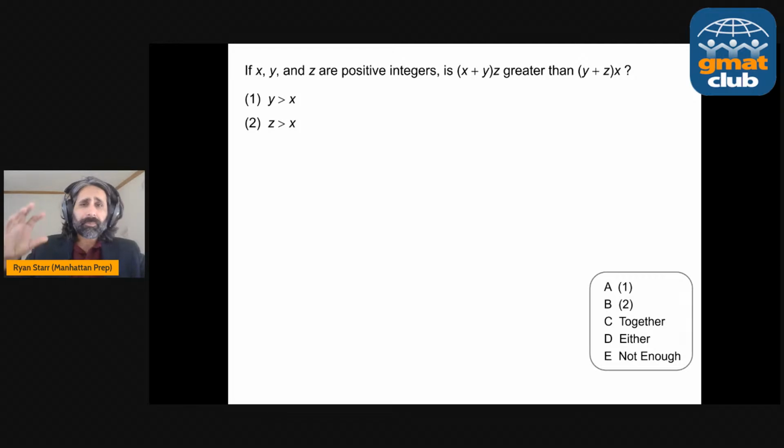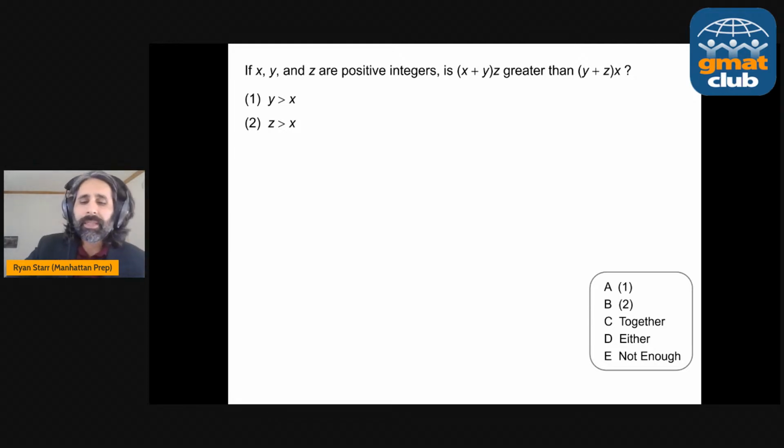All right. Looking at this one, a lot of people, when they first see this, go to the numerical approach. They start testing cases for the statements. They say, all right, I'm going to pick a number for y that's bigger than x and see what that means for my answer to the question. I'm going to pick a z that's bigger than x and see what that means as my answer to the question, right? But data sufficiency questions are also very open to algebraic approaches and even open to conceptual approaches.